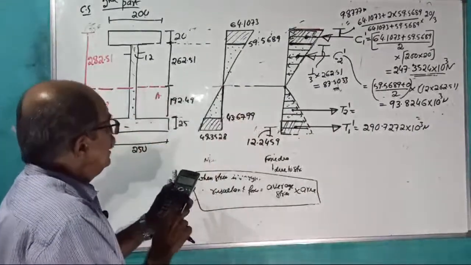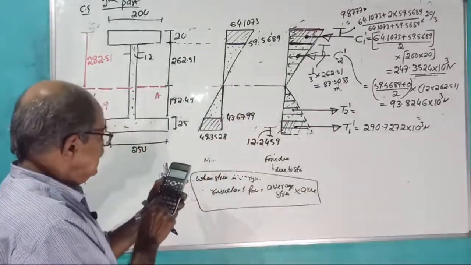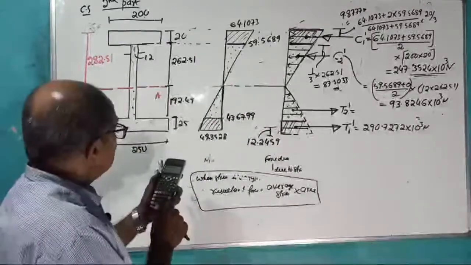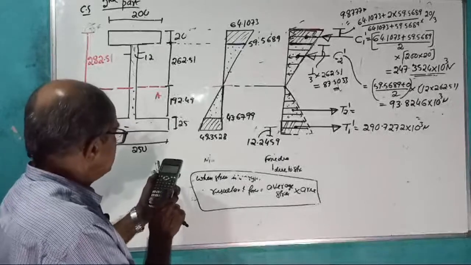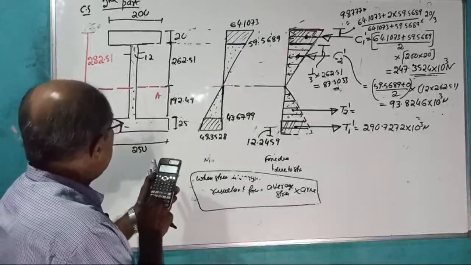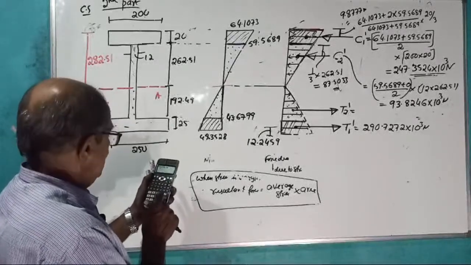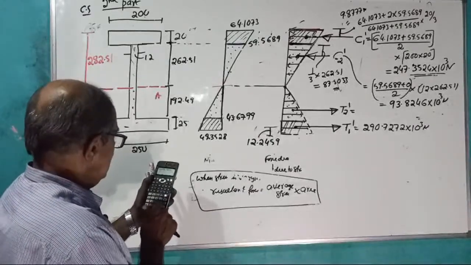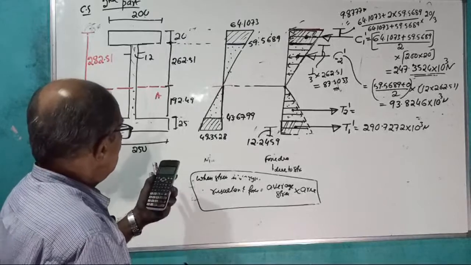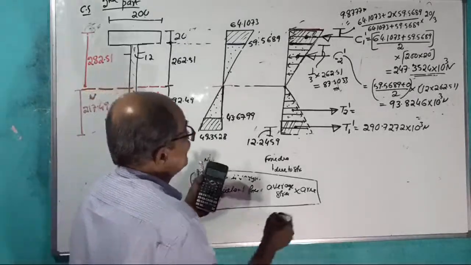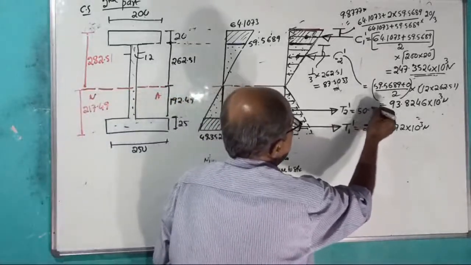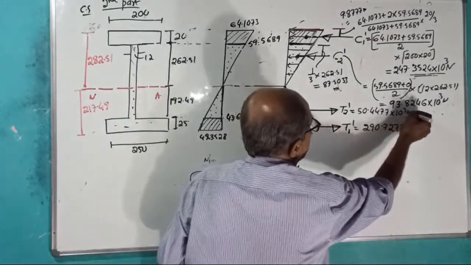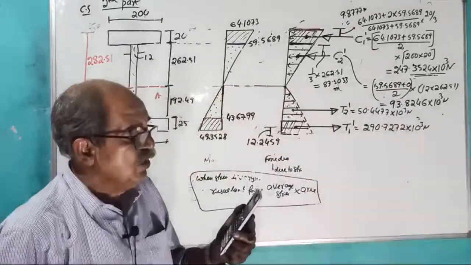And the second force is this average stress into this area. That is 0 plus 43.6799 divided by 2 is the average stress, into area, which is 192.49 into 12. Is that answer 50.4477? 50.4477 times 10 to the power 3 Newton. Correct?